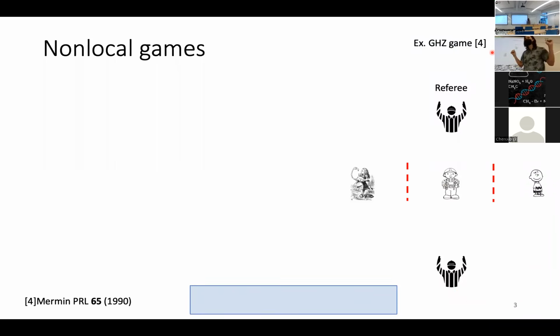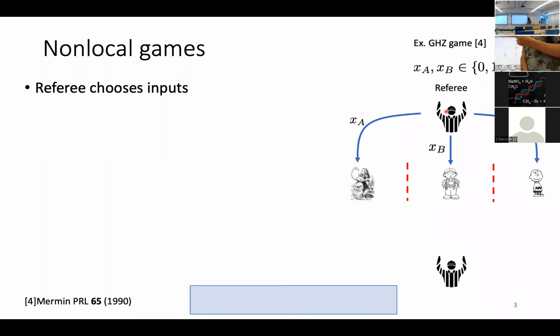Great. To set the stage, I'll give a little bit of background on non-local games, and I'll do so via the example of this GHZ game. In a non-local game, I have two sets of parties: a set of parties that I call the players, and one party that I call the referee. In each round of this game, the referee chooses some global input, in the example of this GHZ game, some 2-bit string, and only gives partial information of this global input to each party. So each party just gets 1 bit of information about this 2-bit string.